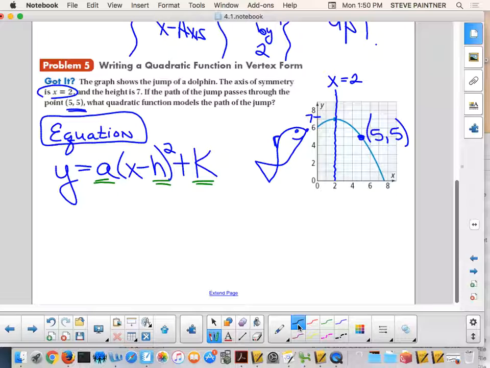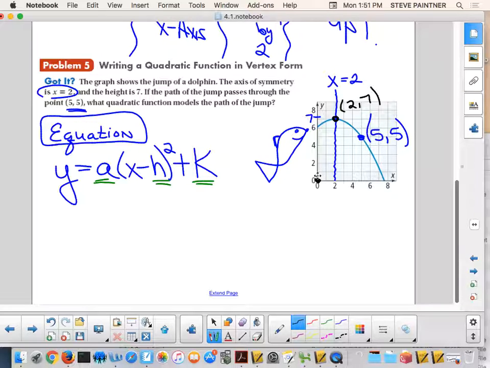Okay, did anybody pick out the vertex? What is it? Right here, 2, 7. Okay, so the dolphin jumps, hits a peak at 2, 7. Now, they're calling this the origin. And when you go up to here, she is already 6 feet up. Okay? So here's the deal.